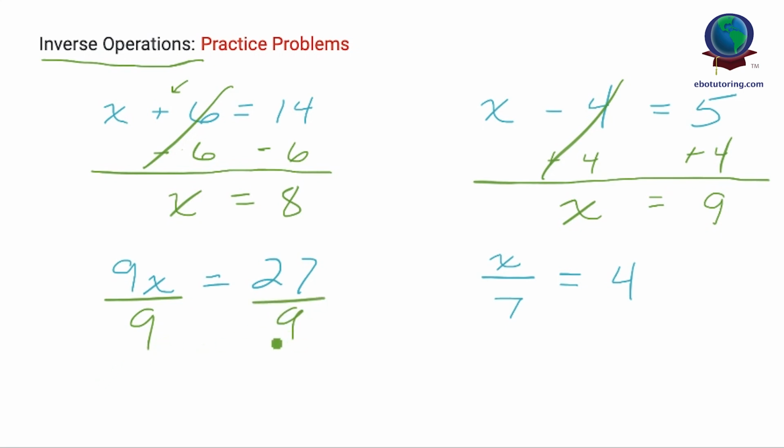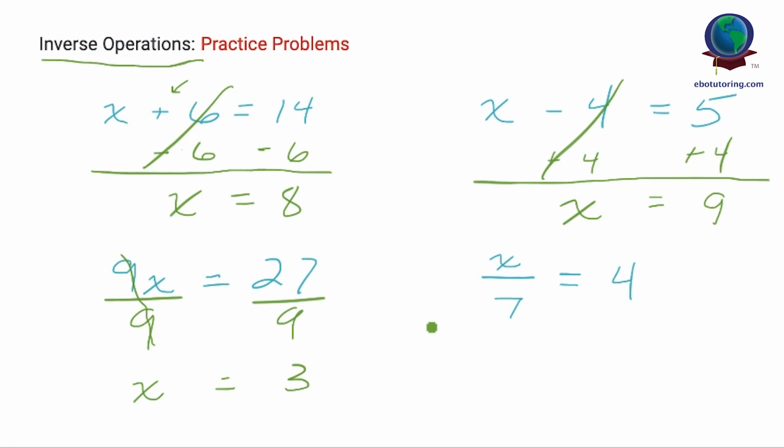We do it to both sides. So the 9 now goes away, and we're left with x over here. And what does that equal? 27 divided by 9 is 3. Learn those multiplication tables, y'all. If you don't know them, you better learn the multiplication tables because that's the key to all of this right here.